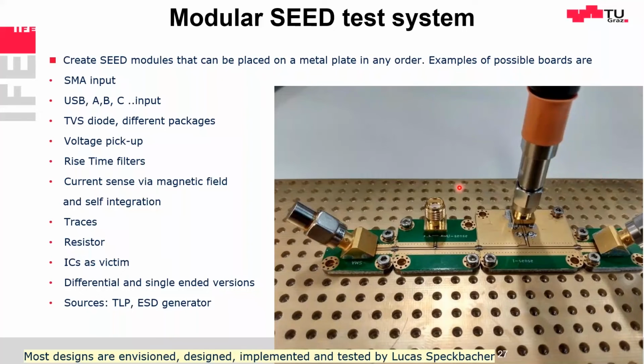And they have about 60 or something modules. We have source modules like SMA input. First one can SMA input there, do a network analyzer measurement, characterize the system, and then change to USB and put a USB cable in and see what happens then. Then we have different TVS devices, voltage pickup, rise time filters, attenuators, traces, and we have two sources. I'm going to show the sources soon.